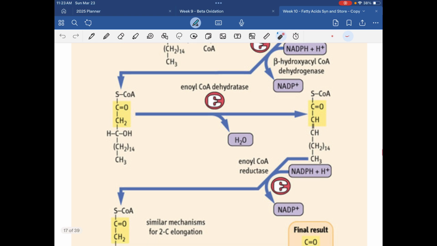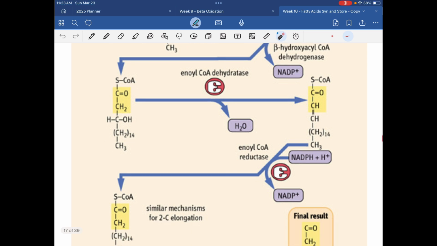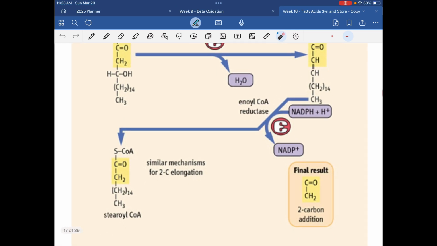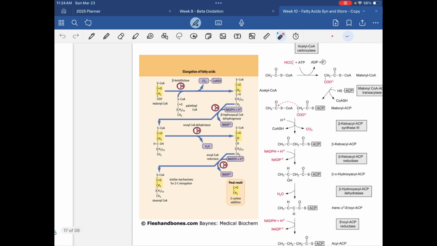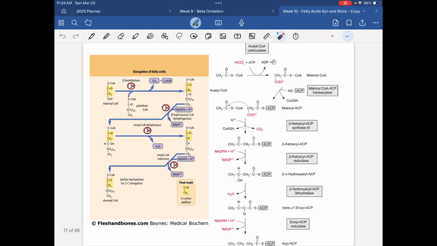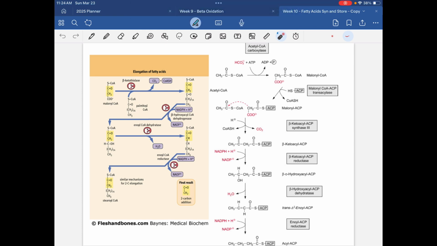What do I got to do? Get rid of that ketone. So through a series of reactions, we're gonna, sorry, I got distracted by this. Essentially, what's happening is we are adding 2 carbons on at a time.